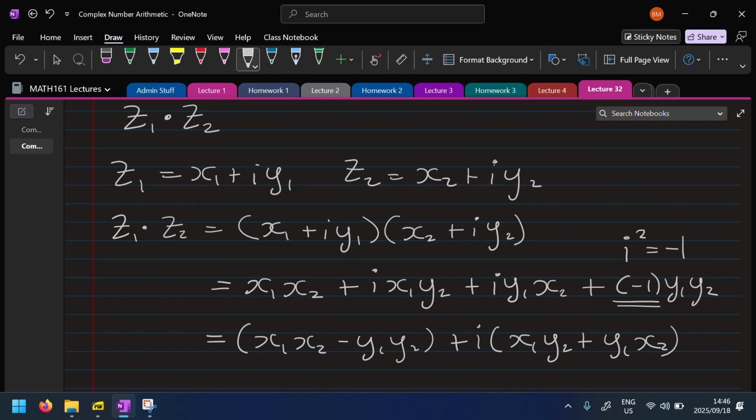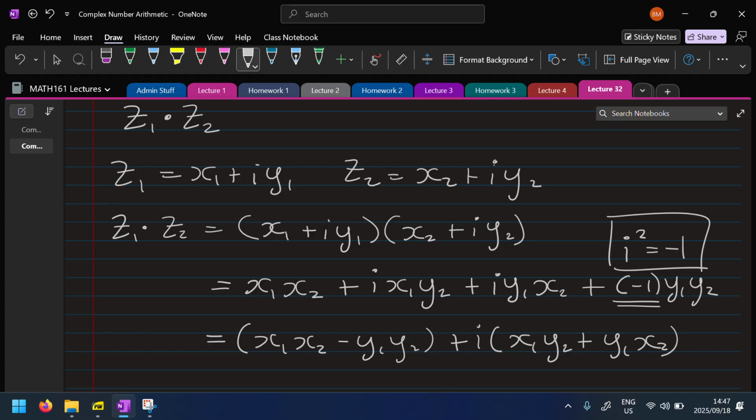So it's just your normal distribution. But again, please remember i squared is minus 1. As long as you keep that in mind, everything is as you know it from before. Right. Any questions on this?